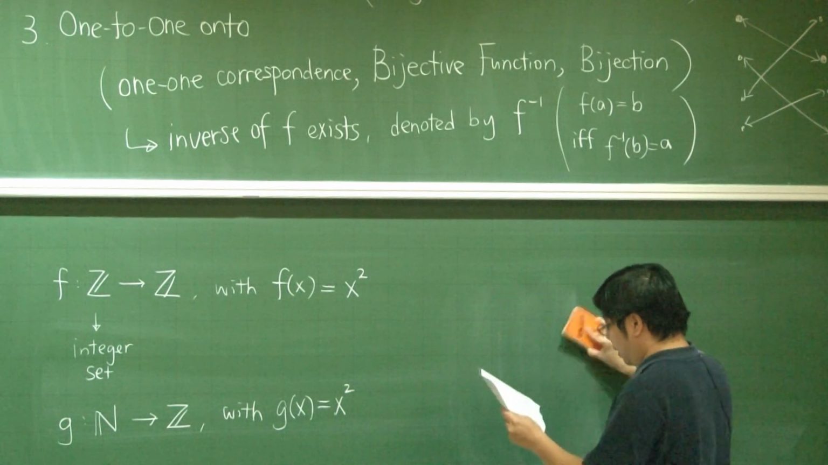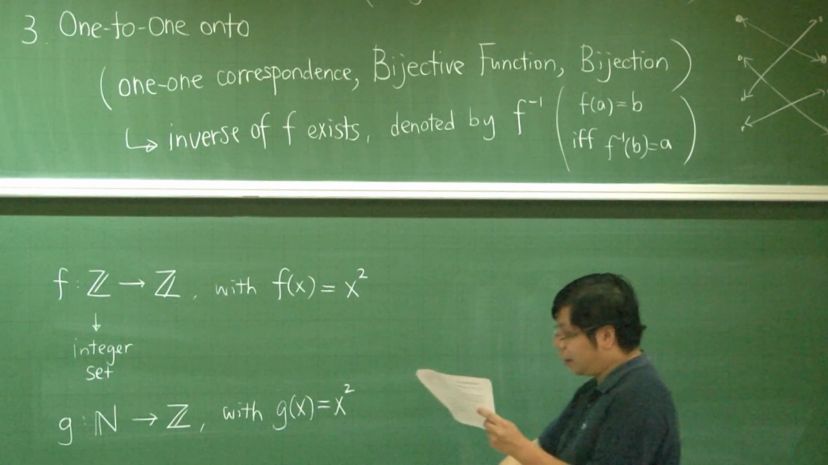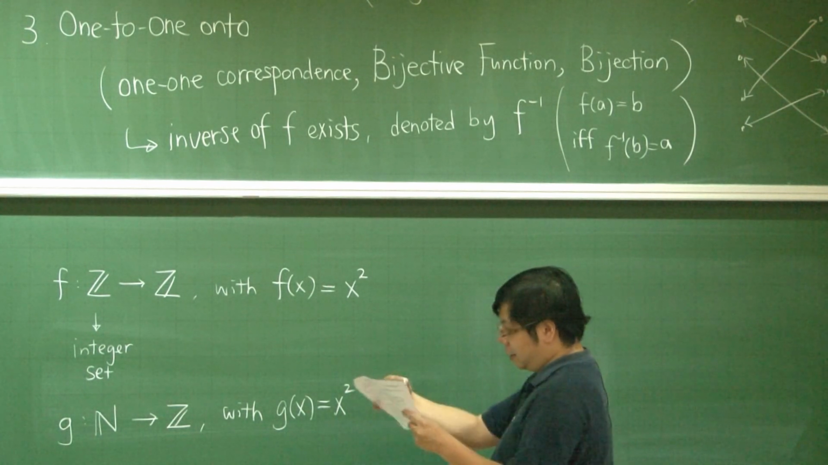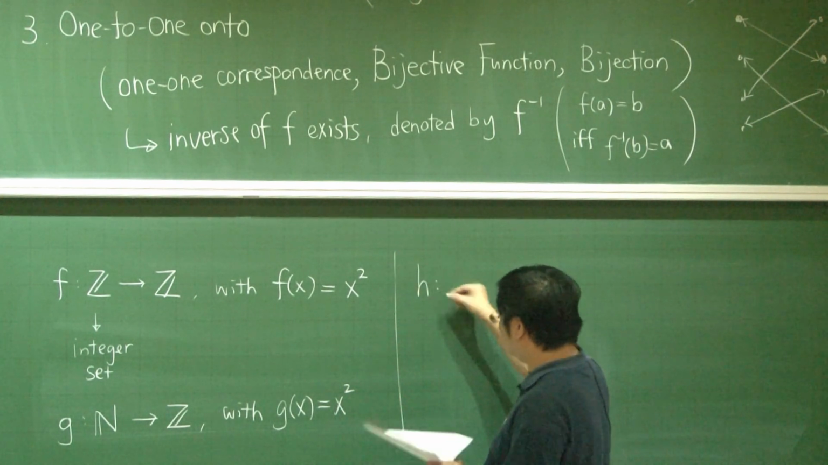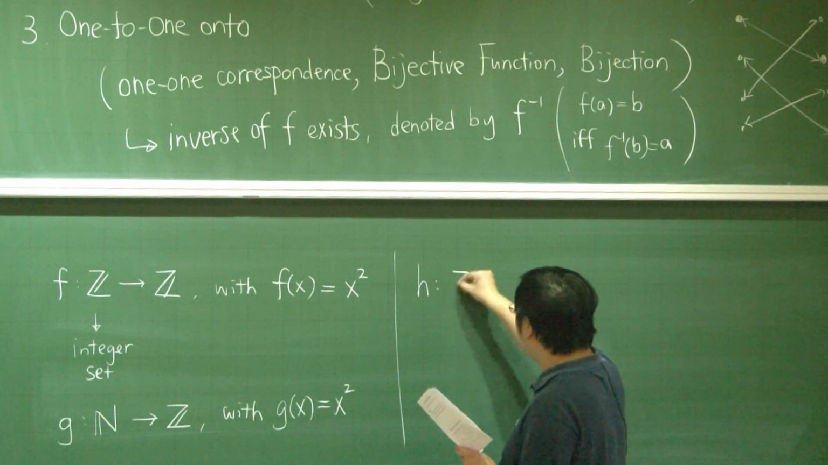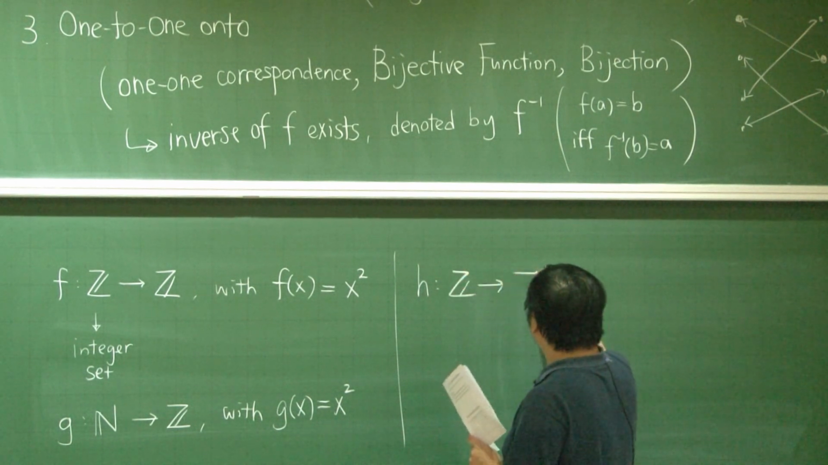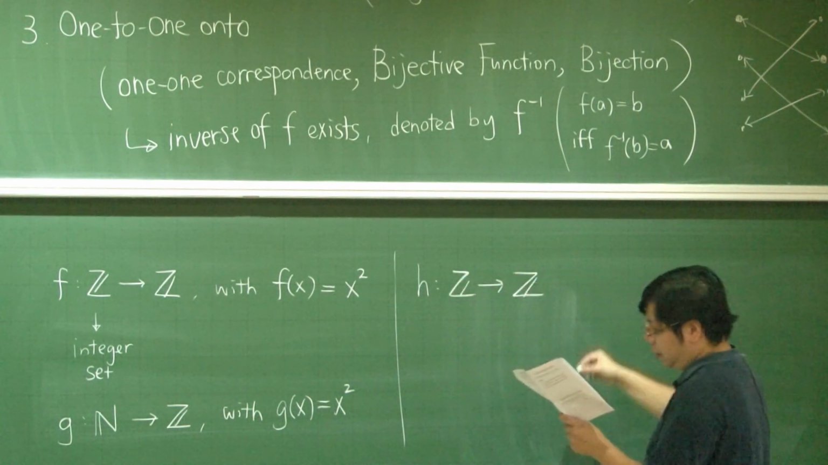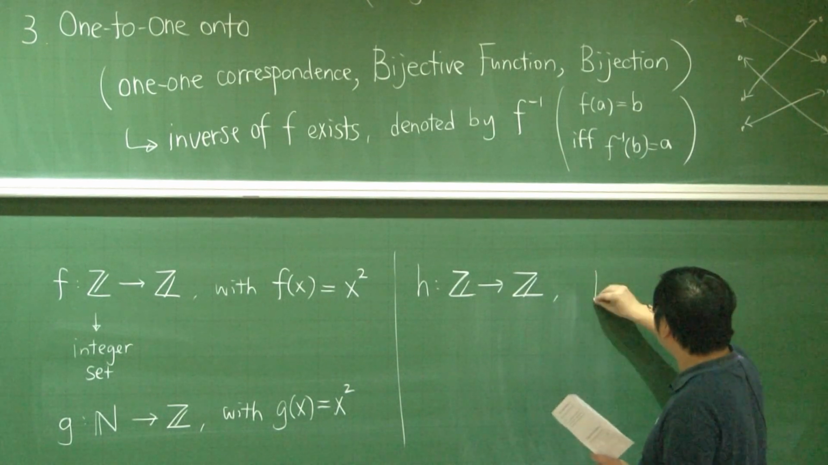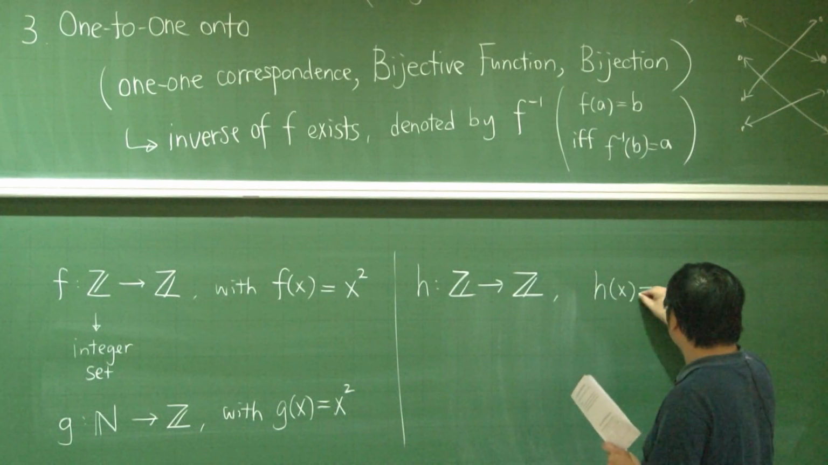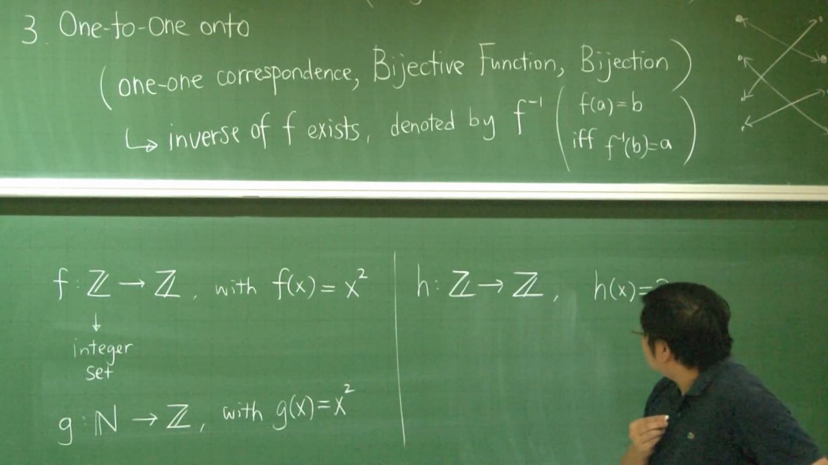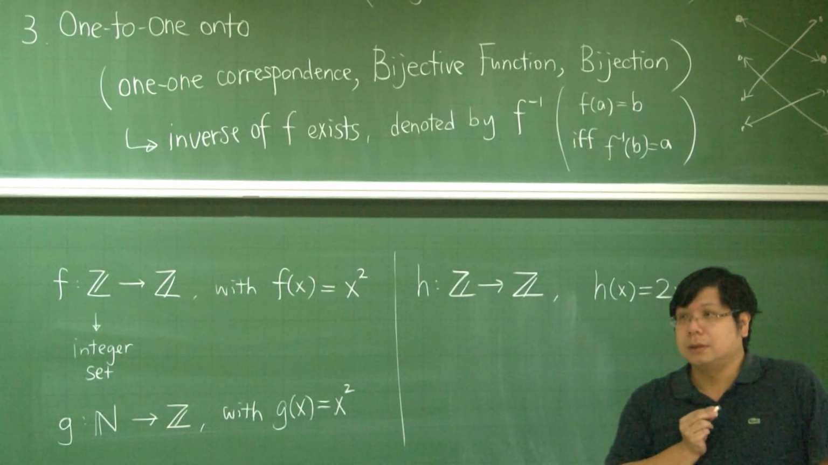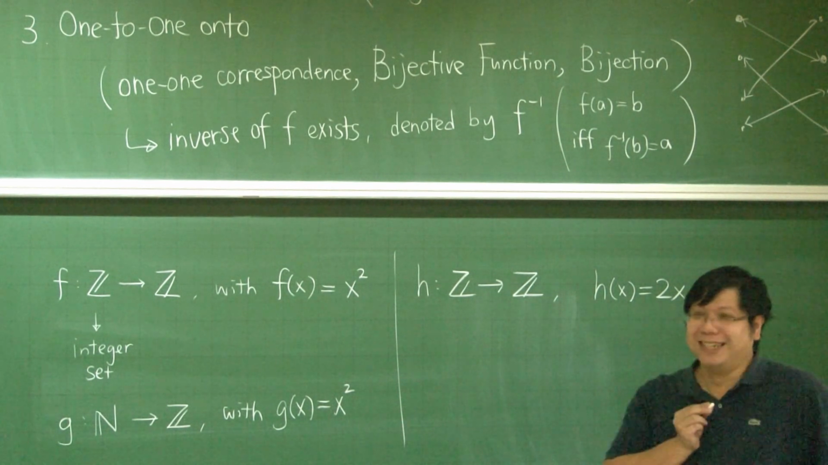Okay. Now let's try onto. Let's have another function. Let's call it h. This h is from Z to Z, and then h of x is equal to 2 times x. Is it onto? Is it onto? Well, no.